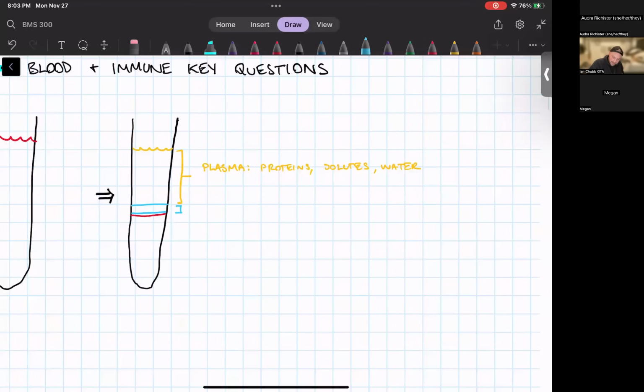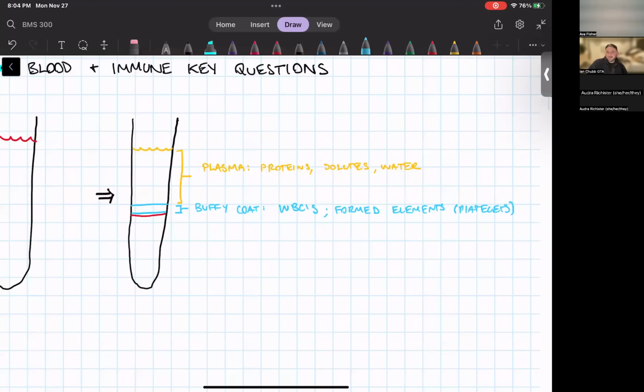This middle layer is going to be our Buffy coat. Within our Buffy coat, it's going to be our white blood cells. So this is where we're actually going to find true cells, so cells that have a nucleus, cells that work within the immune system. Another thing is our formed elements. Formed elements are going to be like our platelets, which we know work with blood clotting.